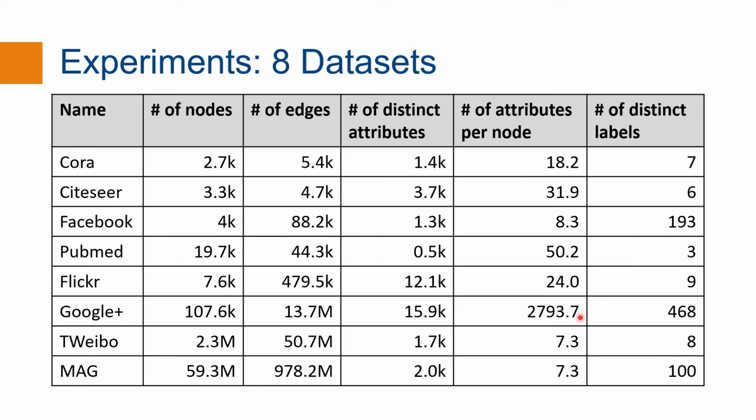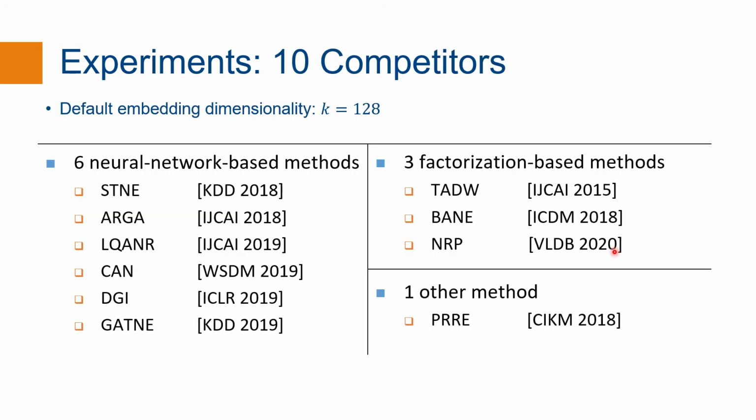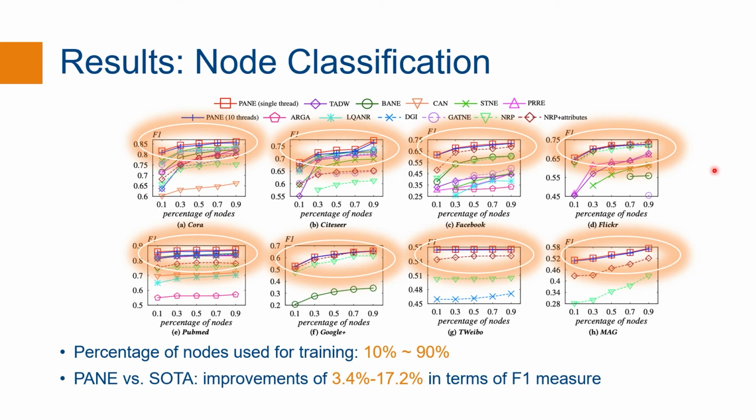Our experiments involve 8 different benchmark datasets. In addition, you can see that Google Plus has a very special property that it has a lot of distinct labels, which we are going to predict, and it has a large number of attributes per node. In our experiments, we compare against 10 competitors, which are taken from the state of the art at the time we wrote the paper. So here are the results. As you see, this red line with a square, this is us. Now you see in all those diagrams, we are always at the top.